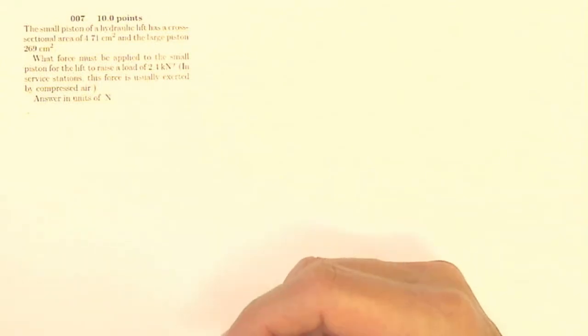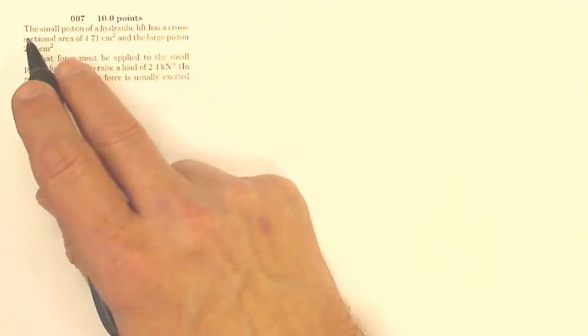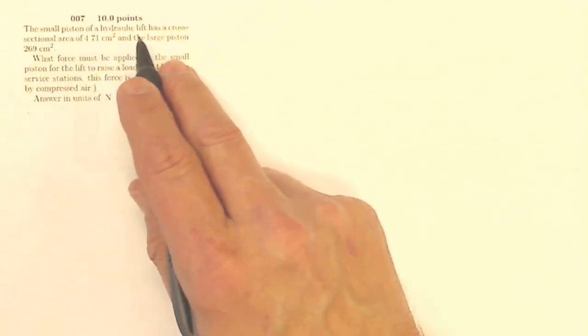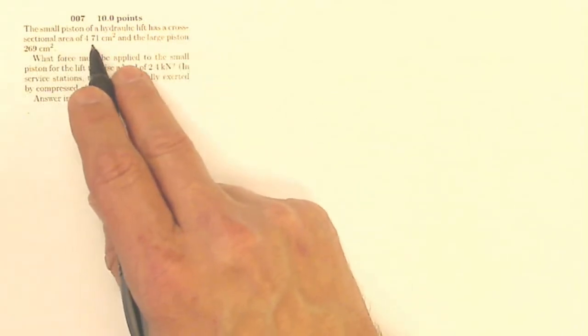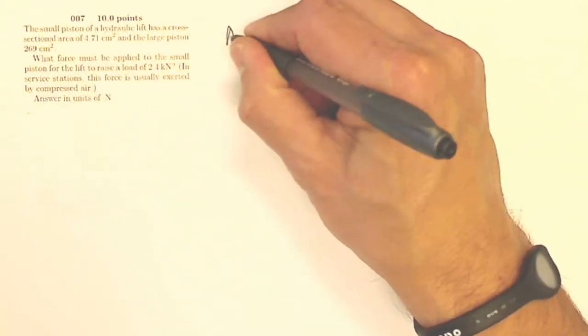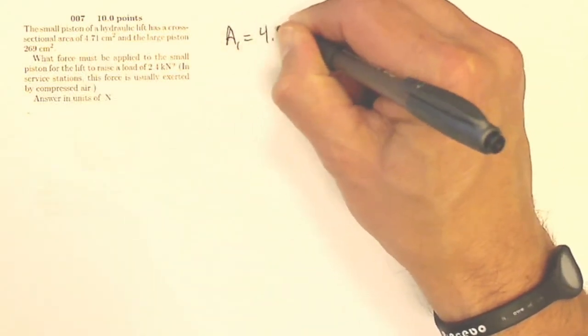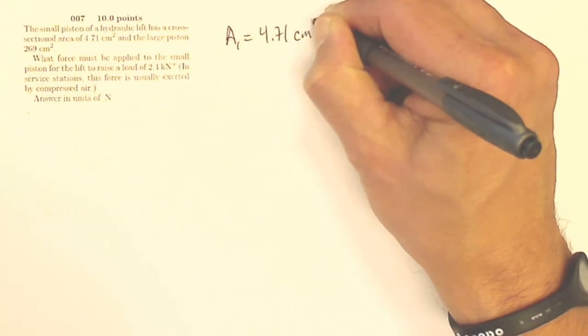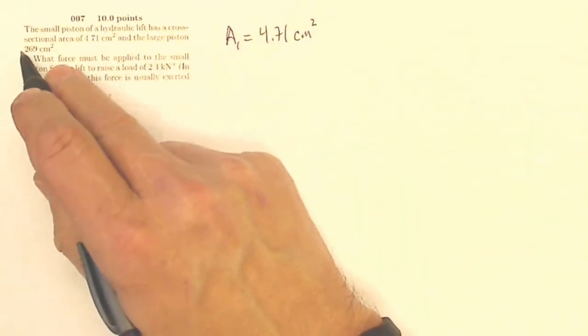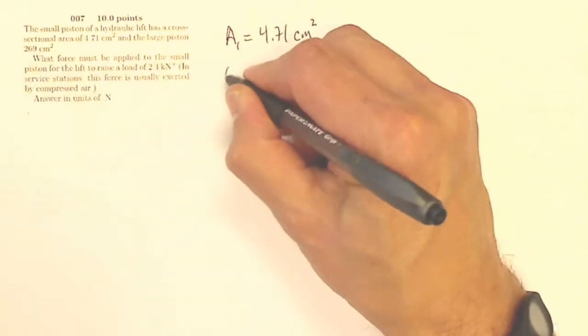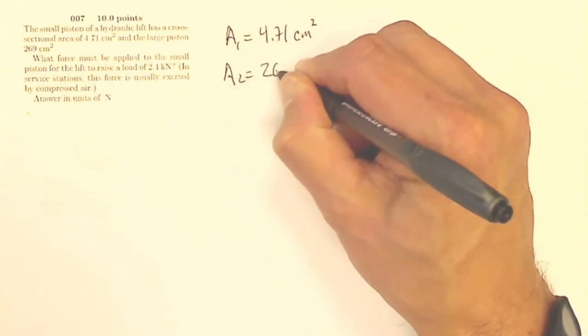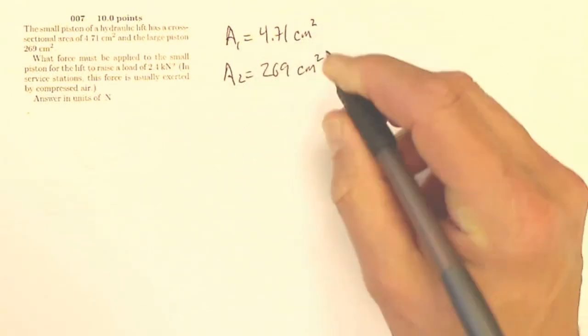This is AP Physics, Homework 7.1, question number 7. The small piston of a hydraulic lift has a cross-sectional area of 4.71 centimeters squared. So I'll call that A1 equals 4.71 centimeters squared. And the large piston, 269 centimeters squared. So A2 is going to be 269 centimeters squared.